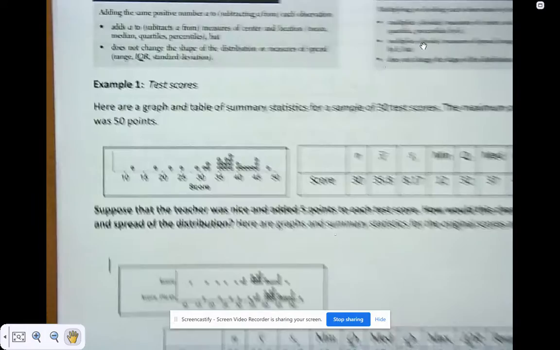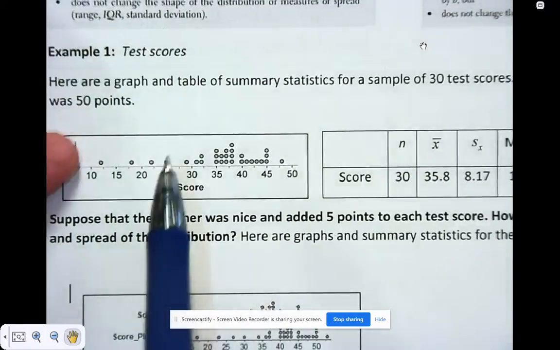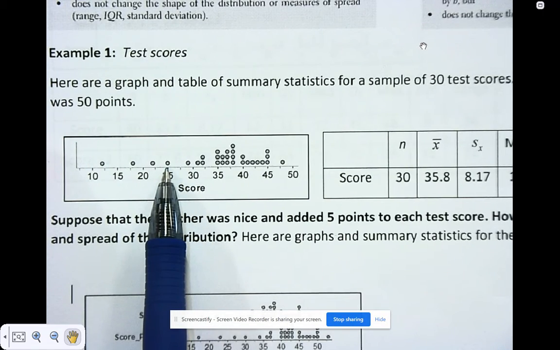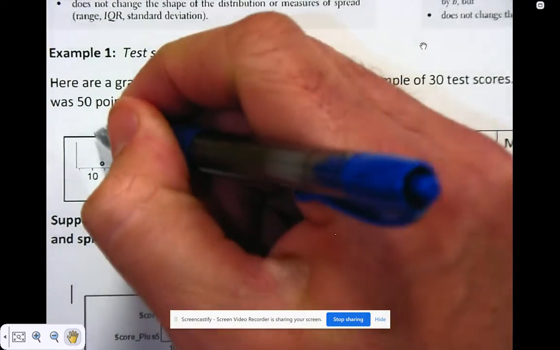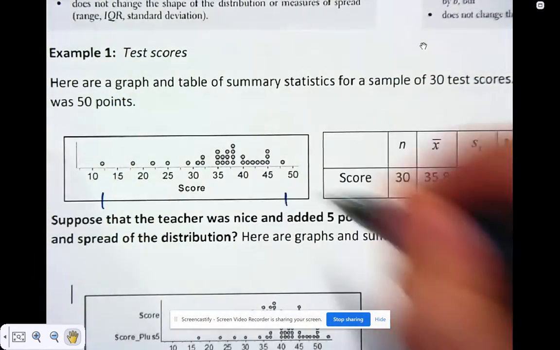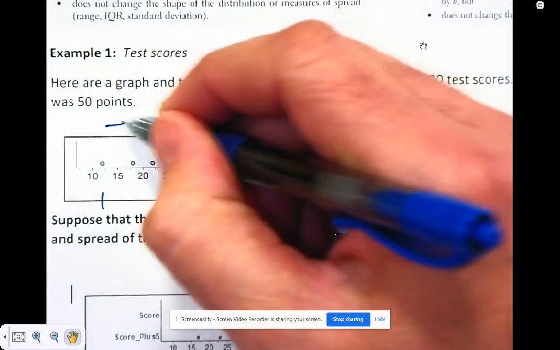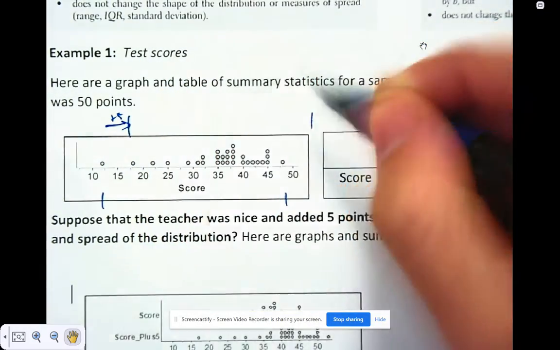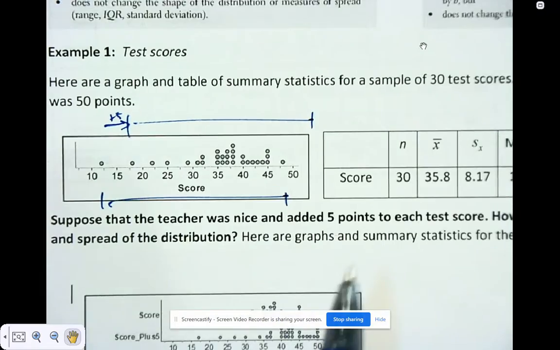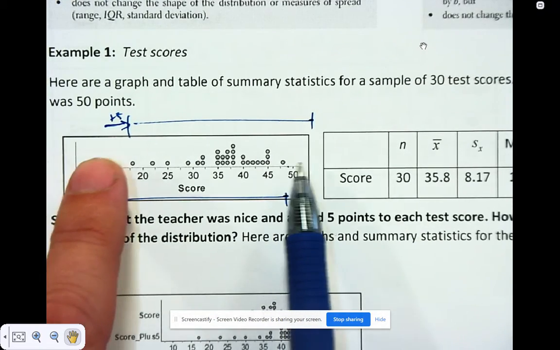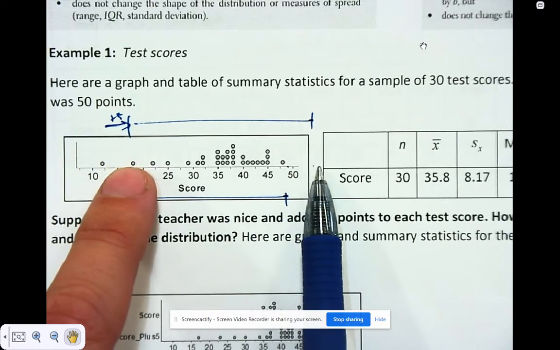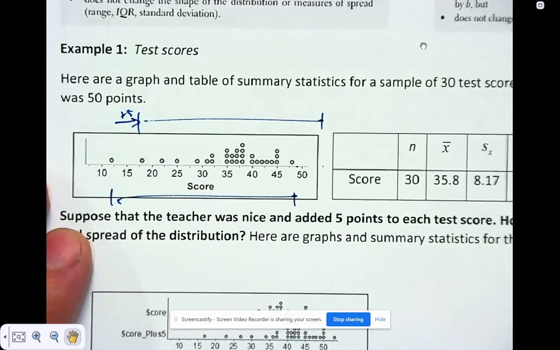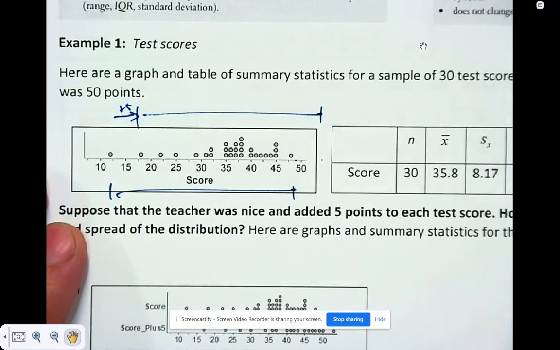What I want to do before I just show you the numbers is think about what would happen. Wouldn't this dot right here, 25, go up to 30? And all these dots would move to the right 5. So it seems like this entire graph that went from here to here would now go right 5 and start here and go to here. Literally, if you could pick up this data and shift it to the right a little bit, that's what happens. Did the shape change? If I literally just slid this 5 to the right, no, it stayed exactly the same.